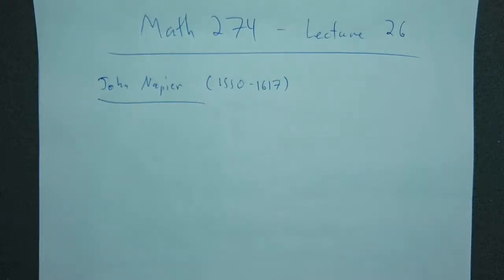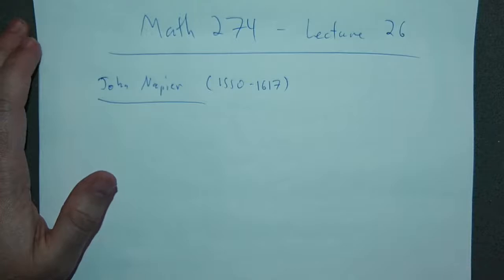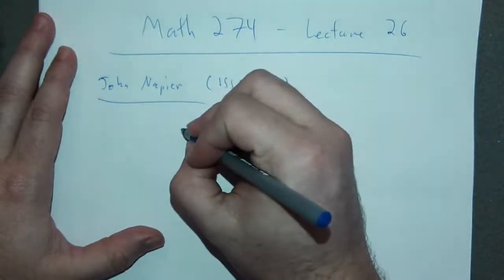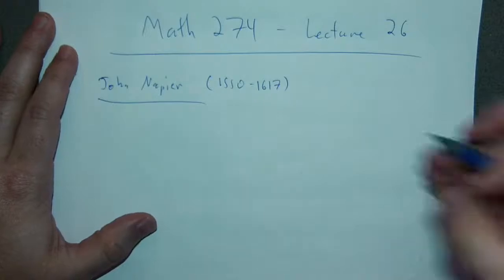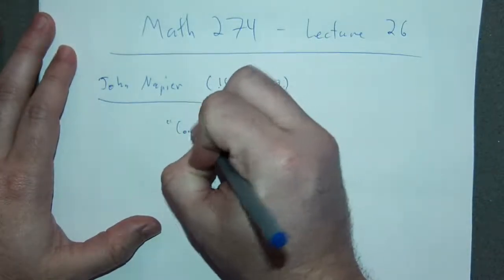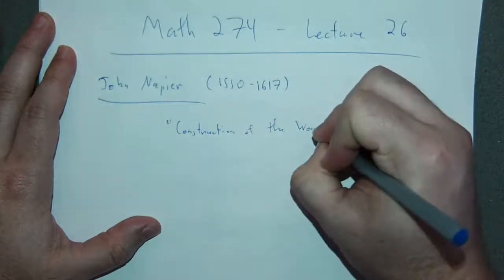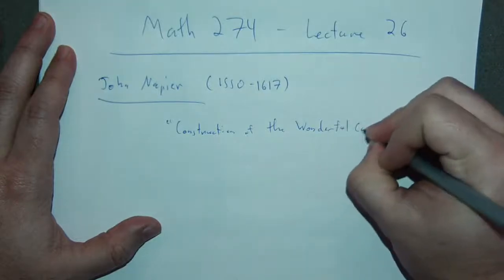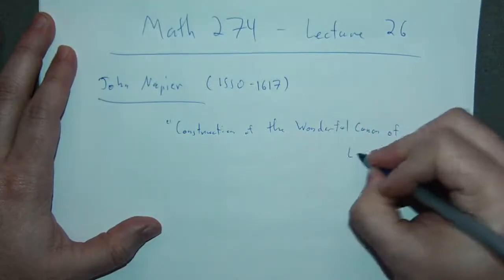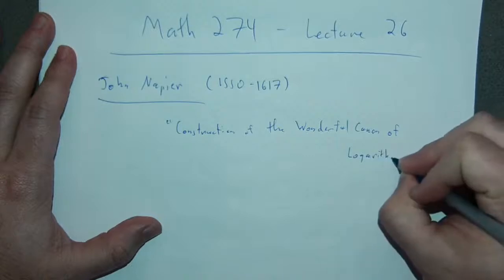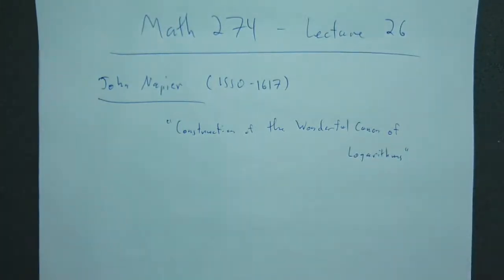The work in which he does this originally has a title in Latin. The translated title is The Construction of the Wonderful Canon of Logarithms. If you hadn't thought much previously about where logarithms came from or how they were developed, it might come as somewhat of a surprise to you that they were developed prior to the discovery of calculus.